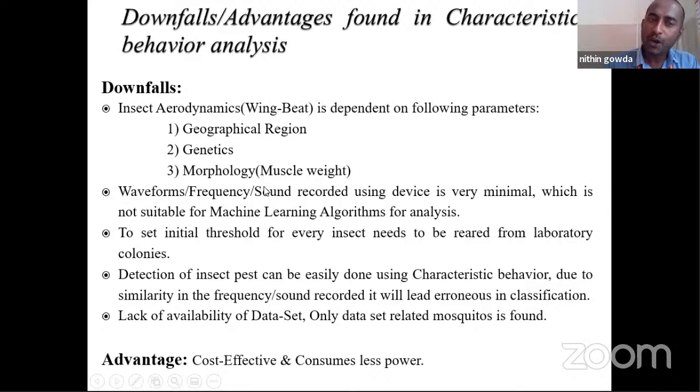Whatever output you record, the waveforms and frequency, it's a small amount of data and not suitable for your machine learning algorithms for analysis. Before analyzing, I need to set a threshold. For example, if my frequency is 120, then if the frequency is 120, it's a mosquito. For that, you need to record the initial threshold from where you get the insects. Even if you get the insects, we don't know how they were grown, in which geographical condition, and what the genetics and morphology are. These are the downfalls of characteristic behavior analysis.